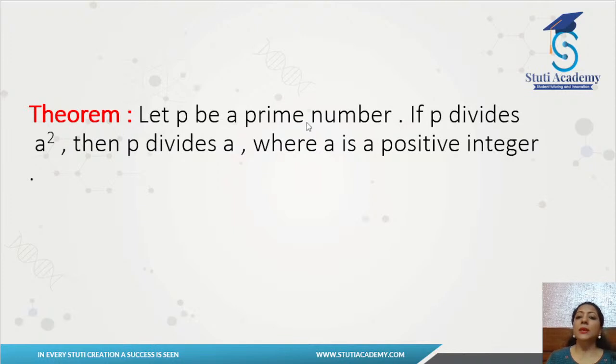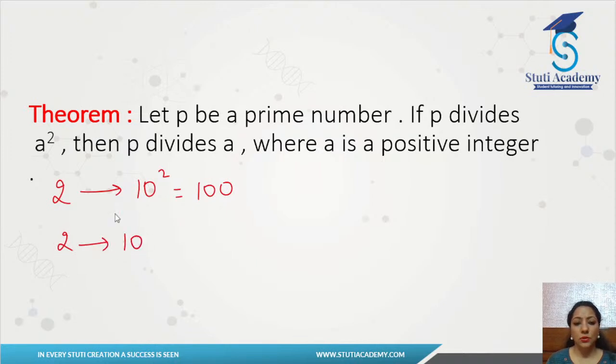So let P be a prime number. If P divides A square, then P divides A, where A is a positive integer. This means if we have a prime number, let's say 2, and we know 2 divides 10 square. What is 10 square? It's 100. We know that 2 divides 100, then 2 divides 10 also. So if we have a prime number 2, if 2 divides 10 square, then 2 divides 10 also.